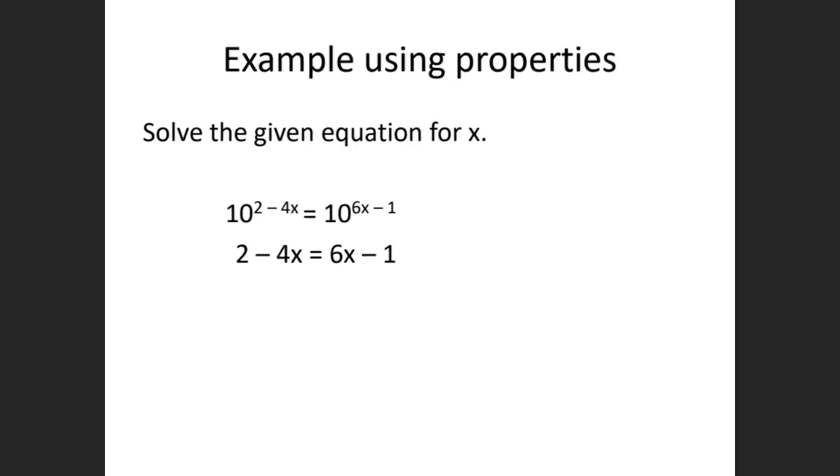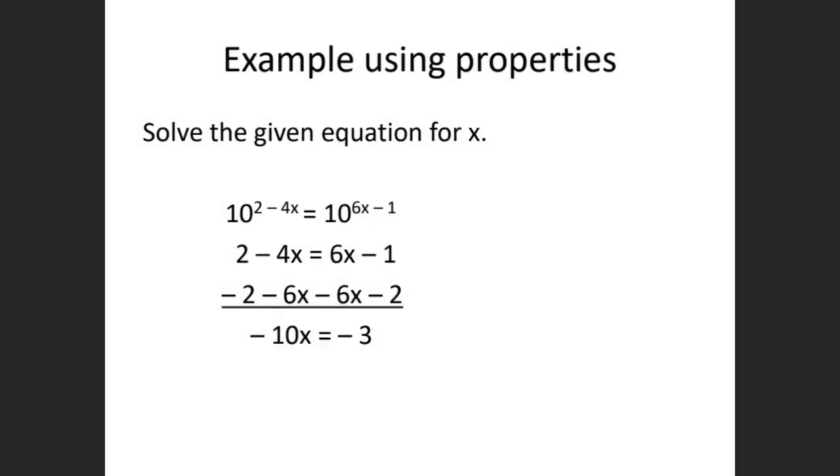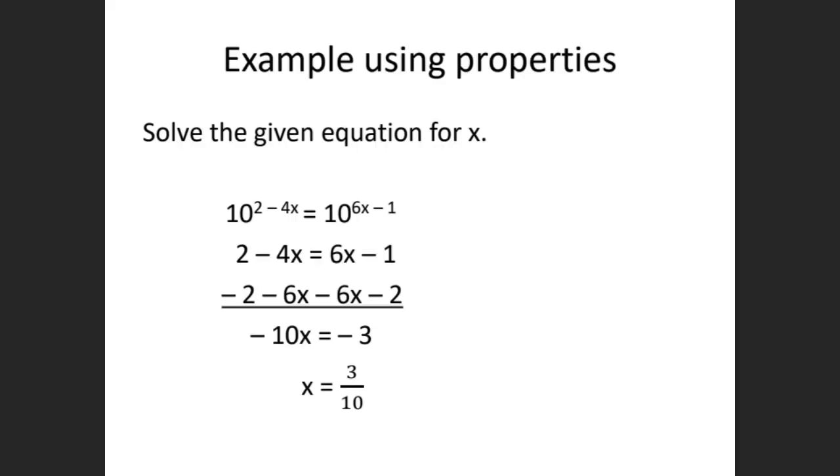So if I want to solve for x, I'm going to set these equal to each other. 2 minus 4x is equal to 6x minus 1. Again, these are just the exponents. And now I just have to do algebra to solve. Again, I like to move the x's to the left and the constants to the right. So when I do that, I get negative 10x is equal to negative 3. Divide both sides by negative 10, and x is going to be equal to 3 over 10. So again, we will be using our one-to-one property a lot, especially to solve equations. And you can see, it makes our life really easy.